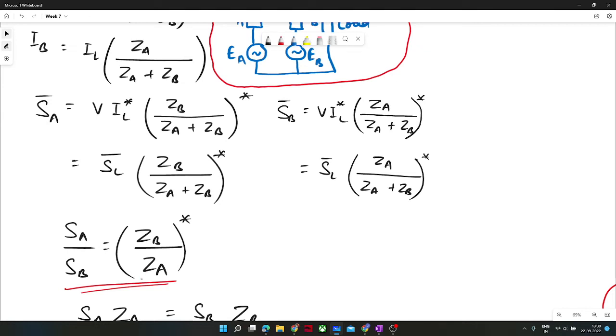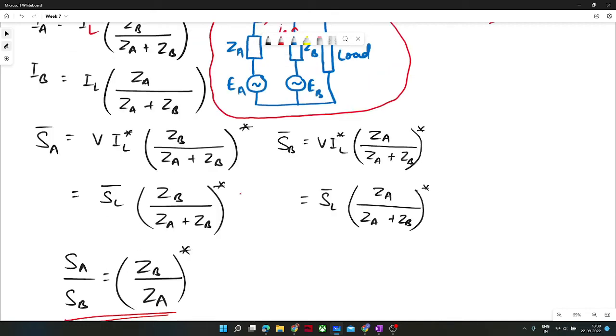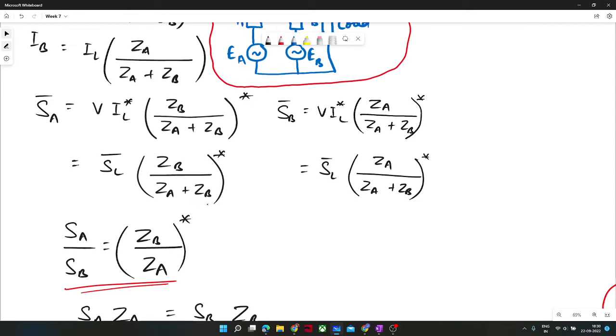Do you guys have any problem in understanding this expression? I assume that you have read it already, but again, if you have any confusion in this expression, I can explain in detail. So SA by SB is equal to ZB by ZA conjugate. Any issue in this expression? Because this is a very, very important expression.